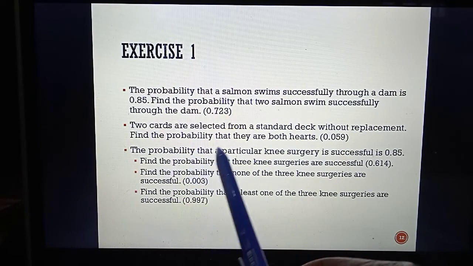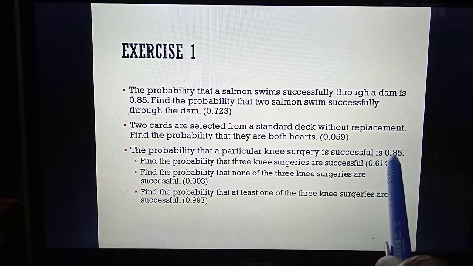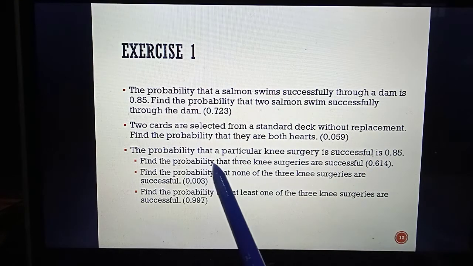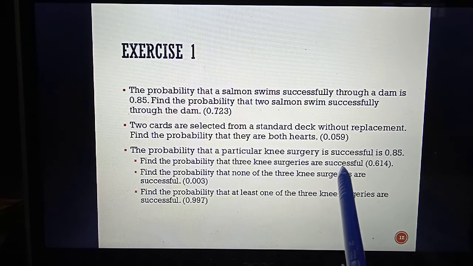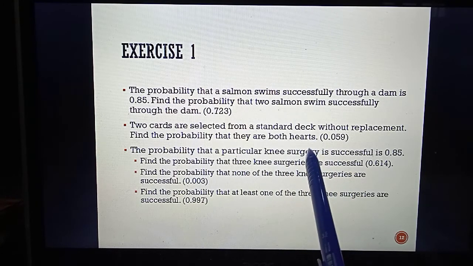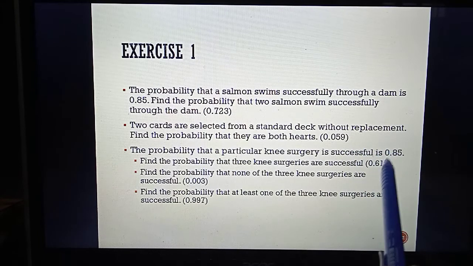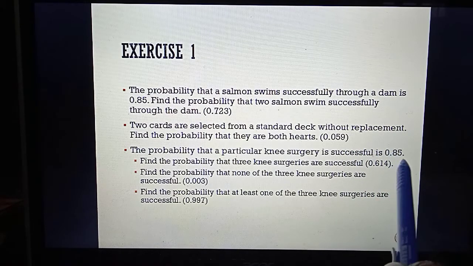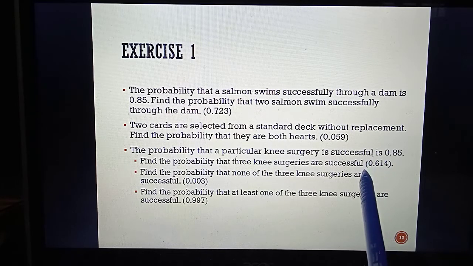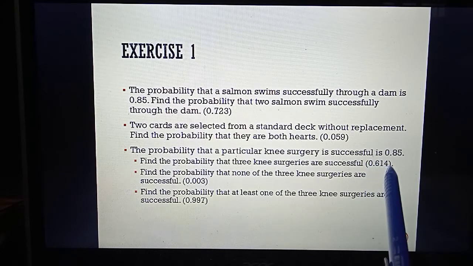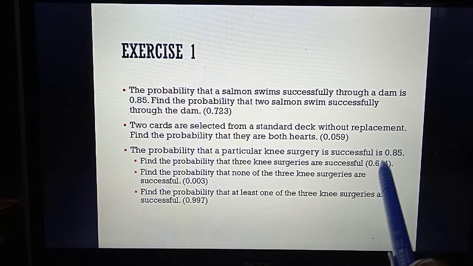The probability that a particular knee surgery is successful is 0.85. Find the probability that 3 knee surgeries are successful. Okay, first knee surgery successful 0.85, second also 0.85 and third also 0.85. So using multiplication rule, answer is 0.85 times 0.85 times 0.85. Answer is 0.614.